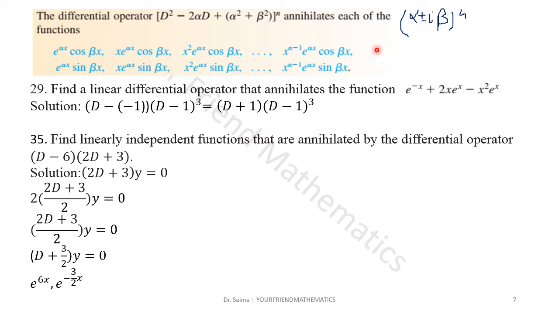Now the question of exercise 4.1, question number 29. Find a linear differential operator that annihilates the function e to the power minus x plus 2x e to the power x minus x squared e to the power x. Now we need to find the linear differential operator and the function is given. We know that D minus alpha annihilates the function e raised to power alpha x.